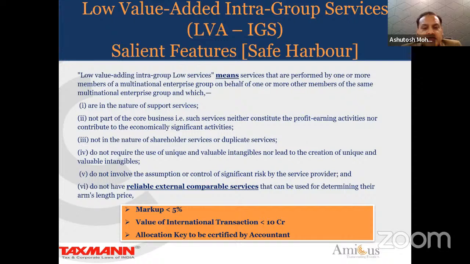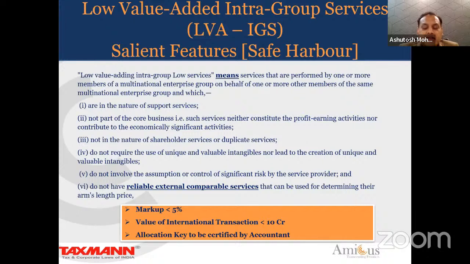If all these conditions are satisfied, then under the low value added intragroup services safe harbor, you can keep any margin which is up to 5%. But a very important point to be noted is that the Indian safe harbor is available only when you are receiving services from an overseas country. This safe harbor is not available when an Indian company is rendering management services to its subsidiary or a group company overseas. So it's a one-way street, and the markup has to be less than 5%. Value of the international transaction also should be less than 10 crore.